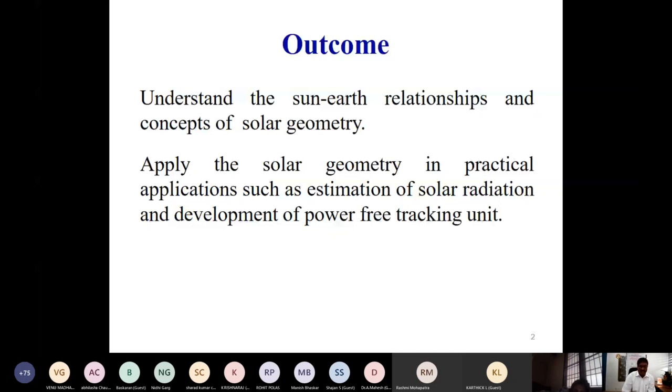There are plenty of applications. I am giving these two: one is estimation of solar radiation, and second is the tracking unit. Why do we have to go for estimation of solar radiation? Already there are plenty of instruments available. The central government is also establishing stations like solar assessment stations.